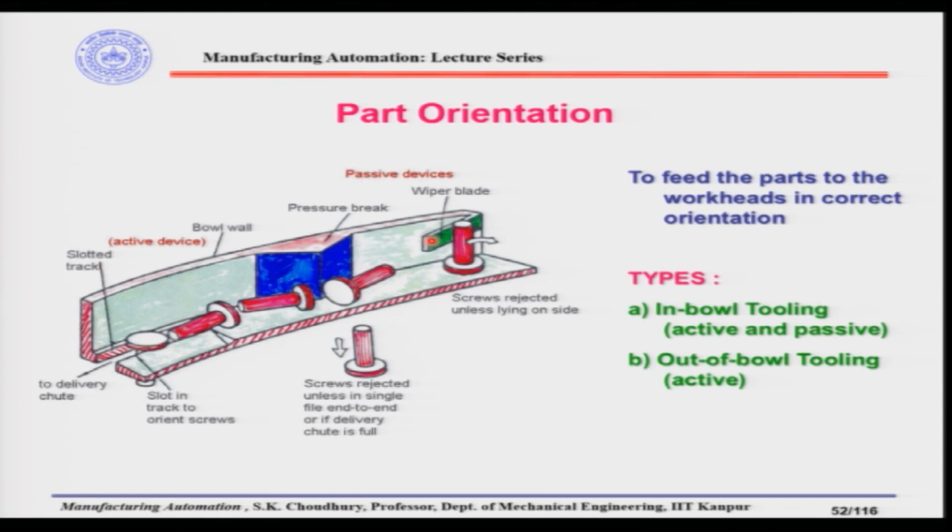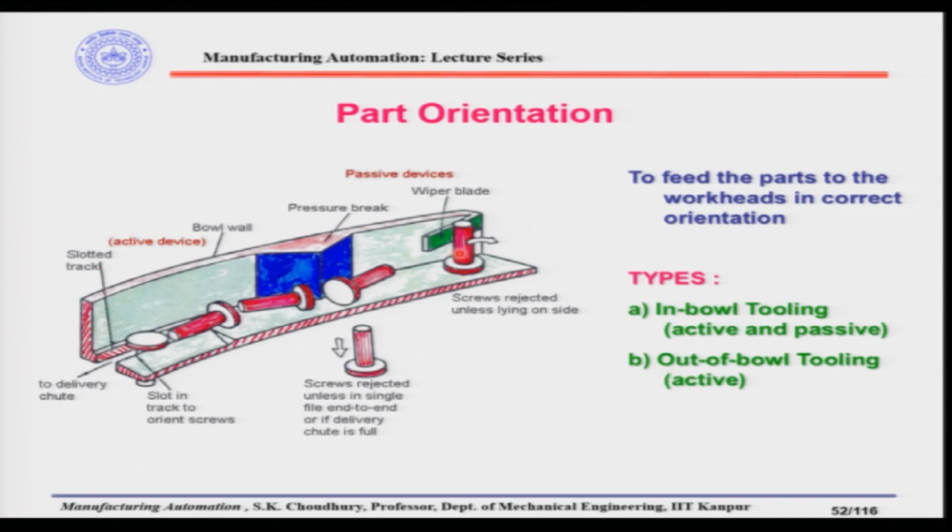This wiper blade, as you can see, depending on the space between the wiper blade and the track, will allow the parts through only when the distance between the wiper blade and the track is sufficient for the part to go forward. For example, suppose we have parts like those shown here, the headed parts. When the headed part comes in this orientation, it will not be allowed to go through and the wiper blade will reject it. So in this case the wiper blade is a passive device, it cannot reorient the part, but it will reject the part because it is coming in the wrong orientation.